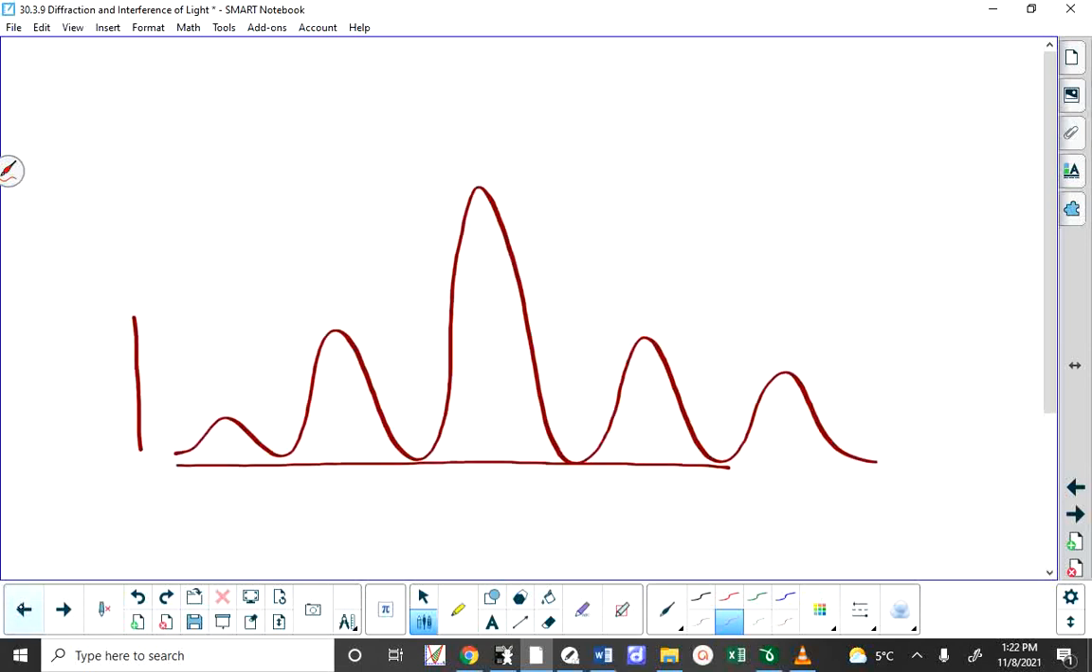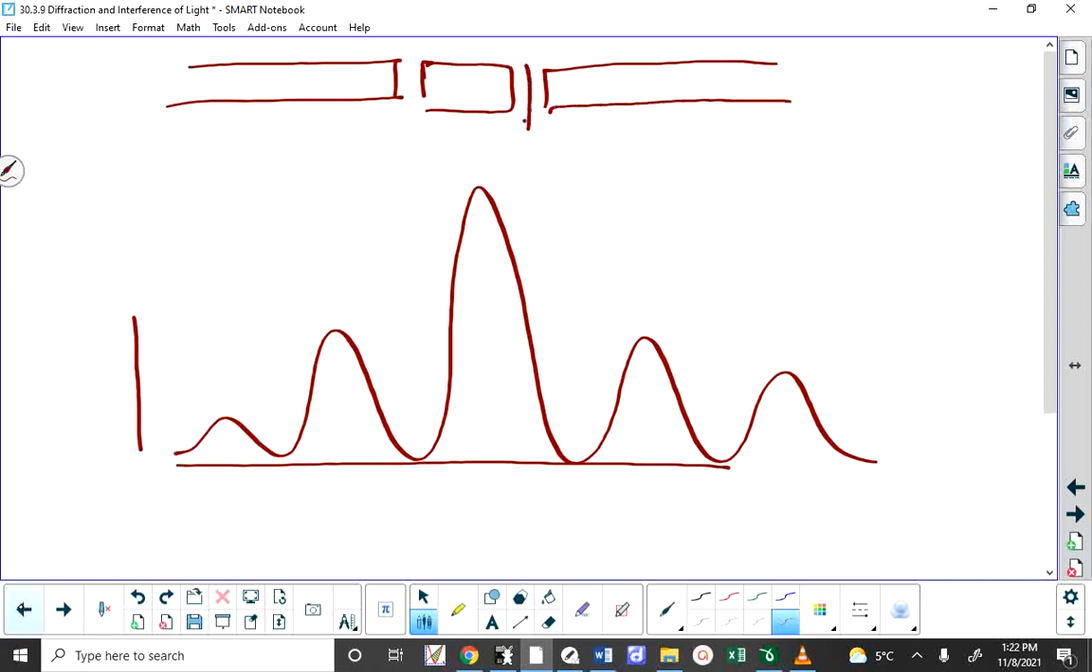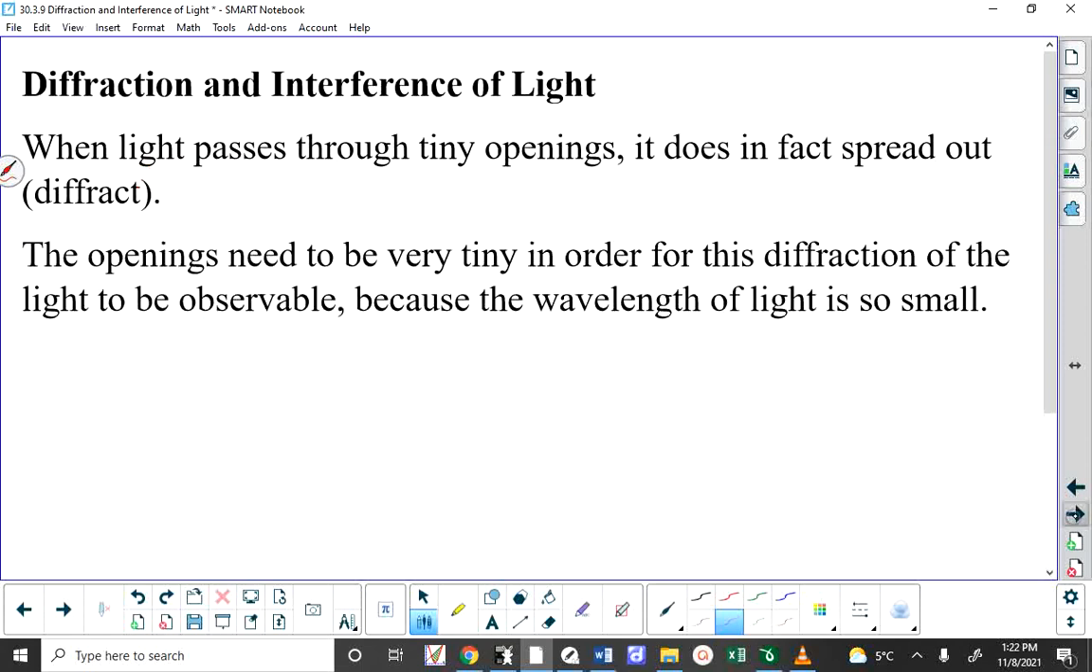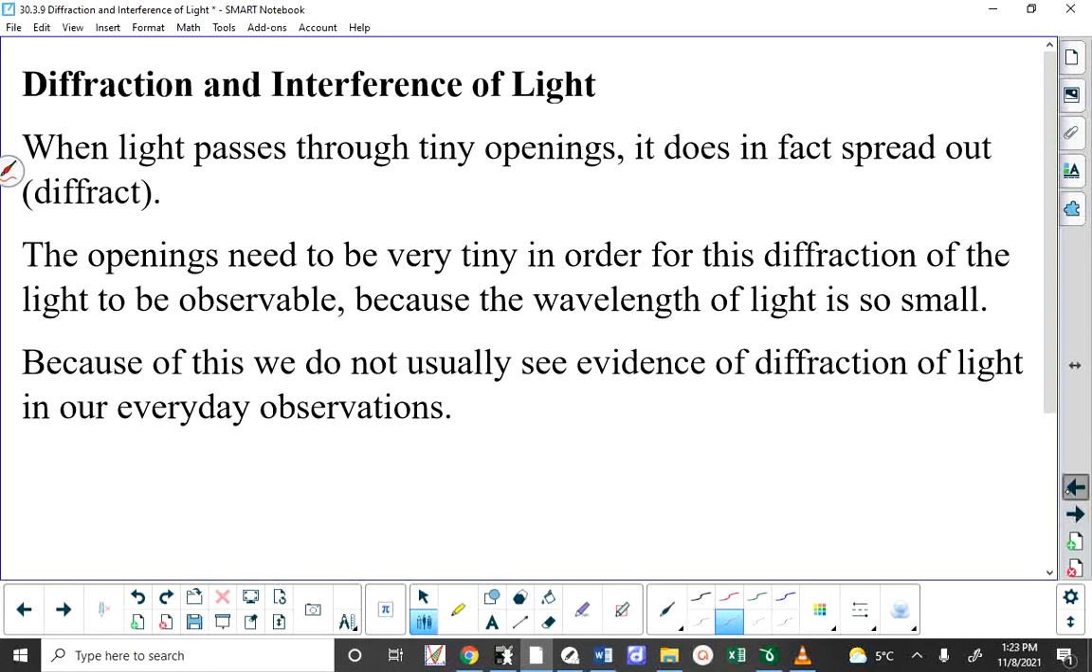So what you have is a source of light above that makes it through these two openings, and the light interferes to produce this pattern. What we're seeing on the ceiling is a big blob of light and then a smaller blob and an even smaller, and an even smaller, and an even smaller. Okay. So the fact of the matter is light does diffract and interfere. The openings need to be very tiny.